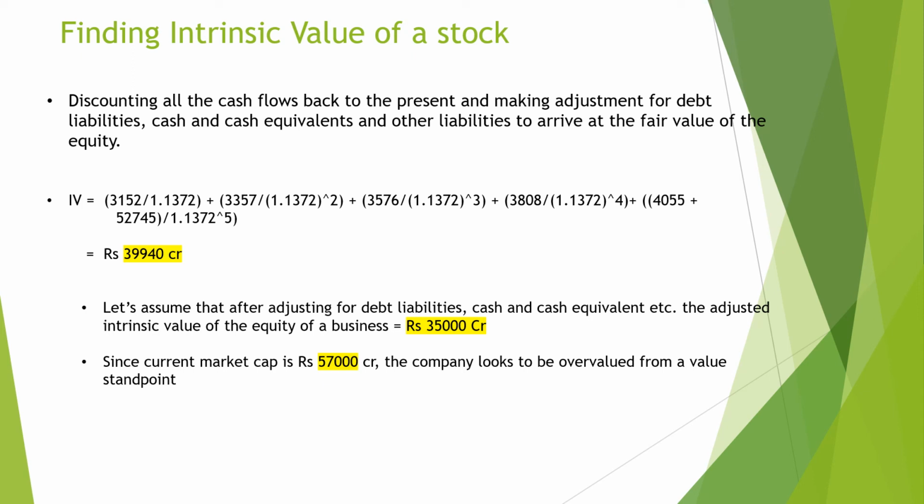So by doing all these things, we are trying to calculate the present value of the future free cash flows by discounting back at the risk adjusted interest rates, right? So in this case, it's the intrinsic value. Mathematically, if you do it, you will arrive at a figure of 39,940 crores. And let's say that the company has some debt, it might have some cash and cash equivalents, and it might have some other obligations also. So we have tried to rationalize this number by taking care of all the obligations and things like that.